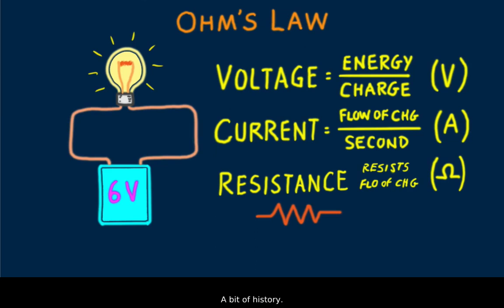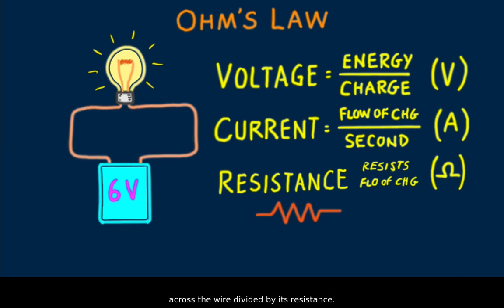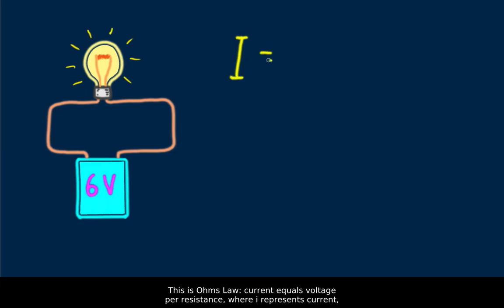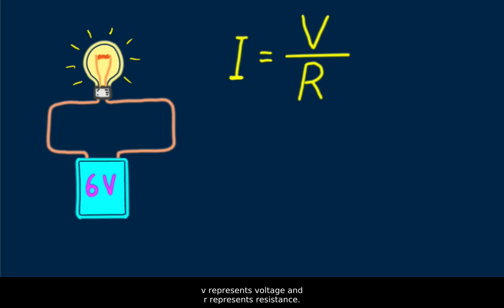A bit of history. Early in the 19th century, a German scientist and teacher, Georg Ohm, discovered a relationship between current, voltage, and resistance. He found that the amount of current in a wire is equal to the voltage across the wire divided by its resistance. This is Ohm's law: current equals voltage per resistance, I = V/R, where I represents current, V represents voltage, and R represents resistance.